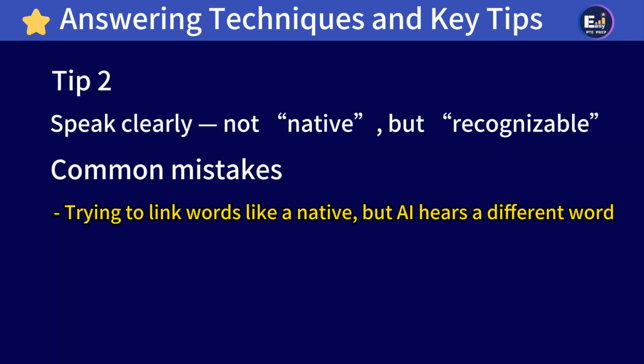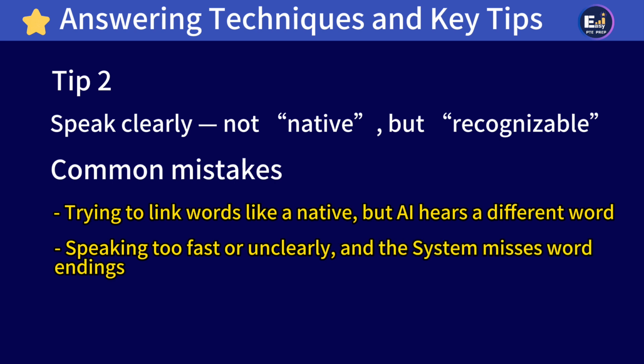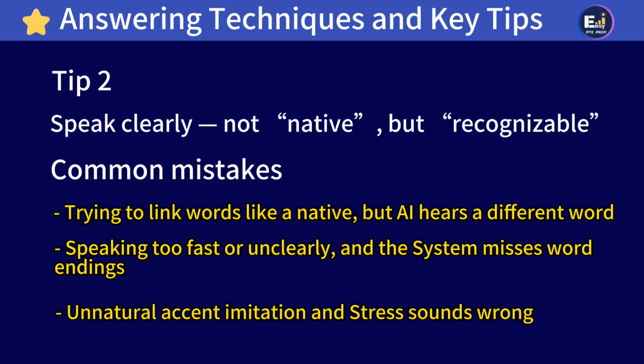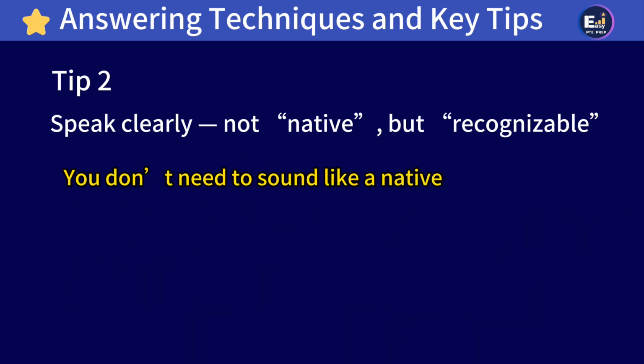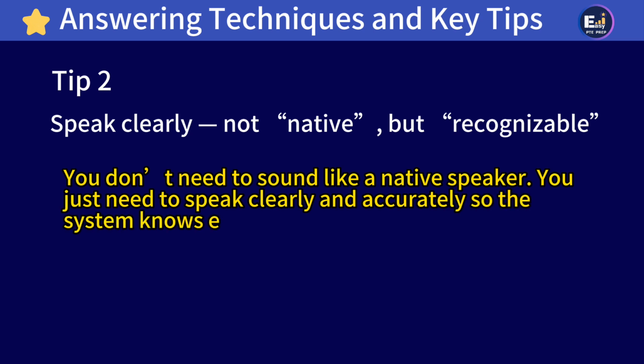Trying to link words like a native, but AI hears a different word. Speaking too fast or unclearly, and the system misses word endings, like the recording we're listening to just now. Unnatural accent imitation and stress sounds wrong. It will make AI misjudge your speech. So the key point is, you don't need to sound like a native speaker. You just need to speak clearly and accurately so the system knows exactly what you said.